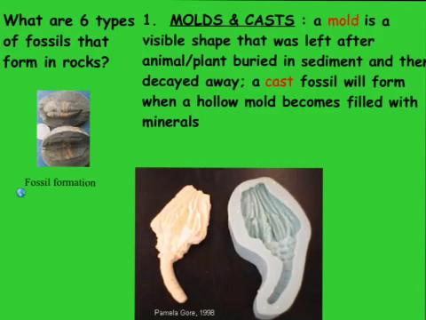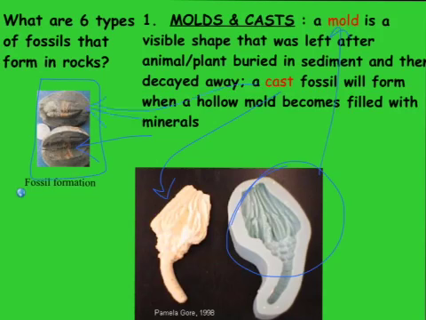In addition, a cast is a fossil that forms when this hollow mold becomes filled with minerals. So this is the hollow mold, and this cast is minerals that filled in and created this stone fossil. Here we have what's called a trilobite fossil. And you see this one is the mold, this one is the cast.